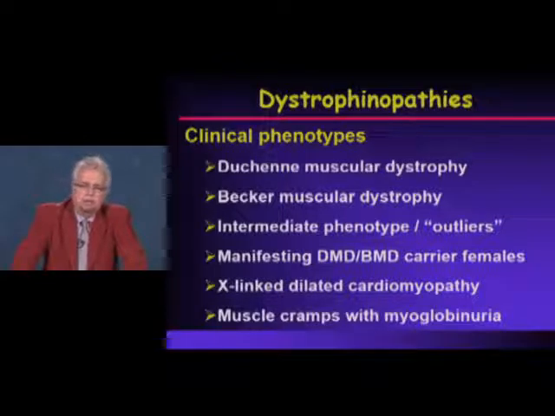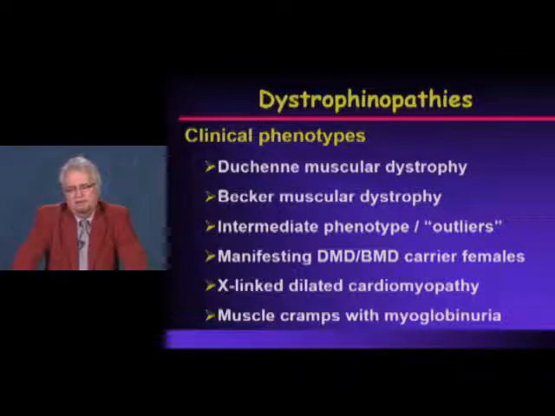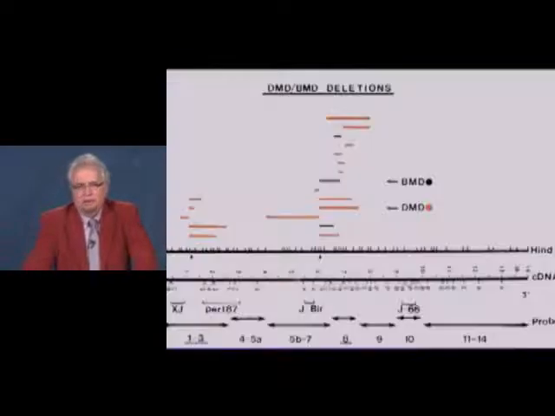There is also another phenotype of X-linked dilated cardiomyopathy, in which you have pedigrees of patients who have primarily cardiomyopathy due to dystrophin deficiency, without actually having a significant amount of skeletal muscle weakness. I mean, rarely some patients can have both. And then we have another group of patients who present primarily with muscle cramps and myoglobinuria, as if they have a metabolic myopathy.